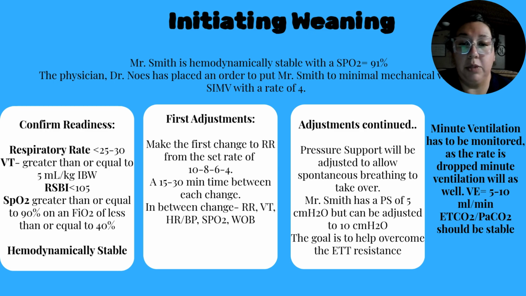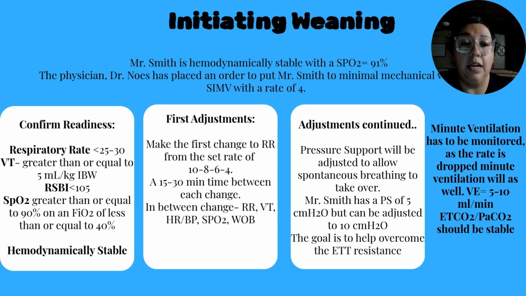Once again, during and between those changes, we will assess respiratory rate, tidal volume, heart rate, blood pressure, SpO2, and work of breathing. And then as adjustments continue, his pressure support will be adjusted to allow spontaneous breathing to take over. Mr. Smith has a pressure support of 5 centimeters of water, but it can be adjusted to 10 centimeters of water just to help him overcome the resistance in the ET tube, because it is going to start lowering his respiratory rate.